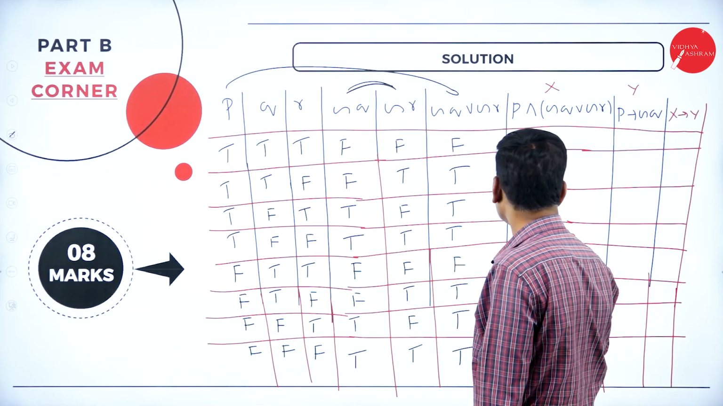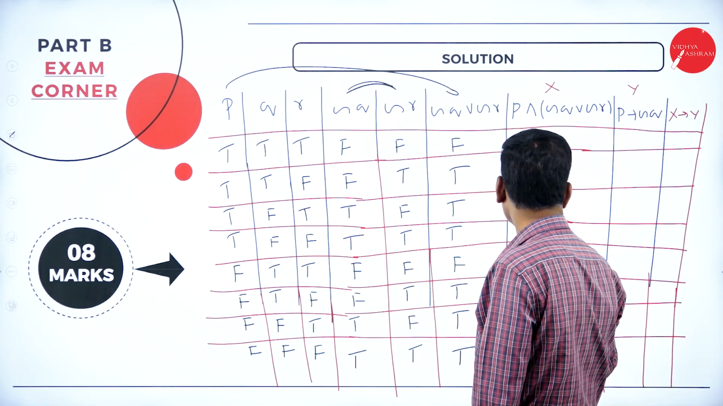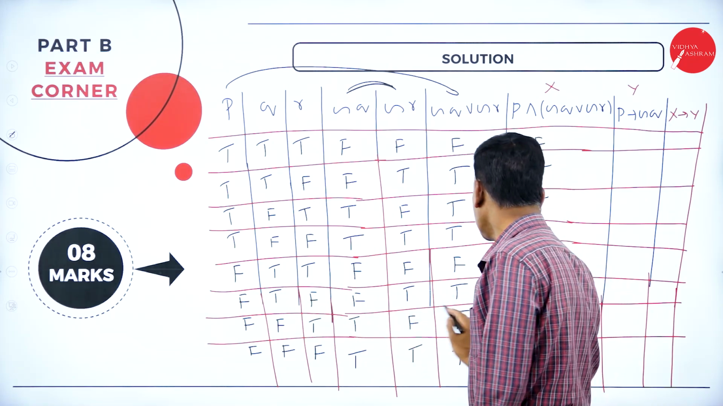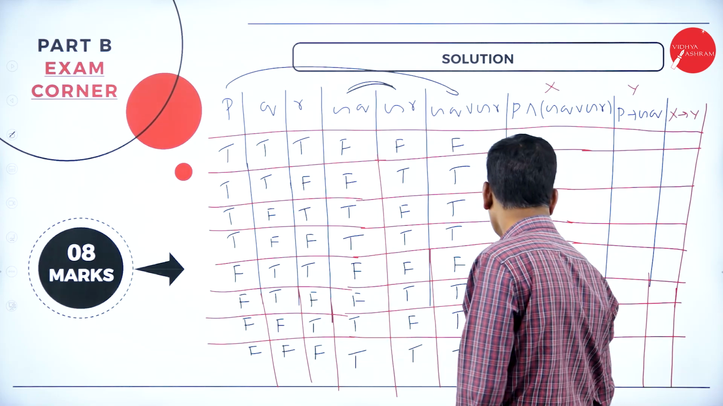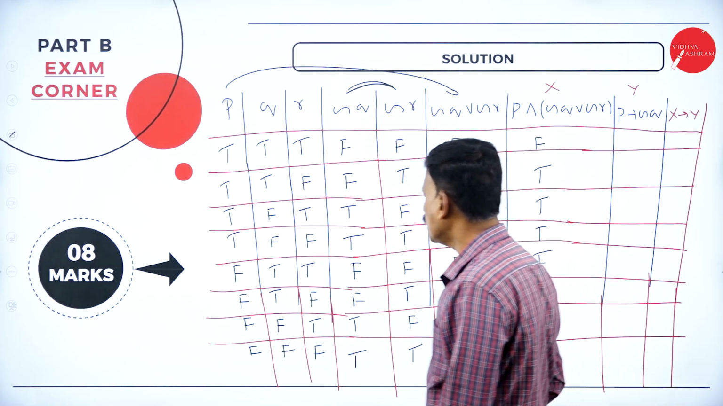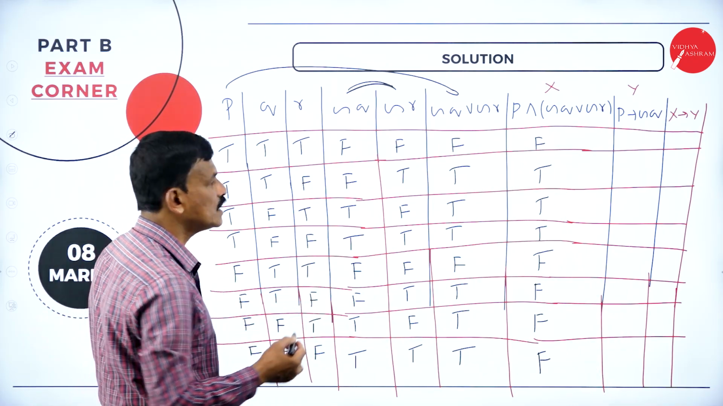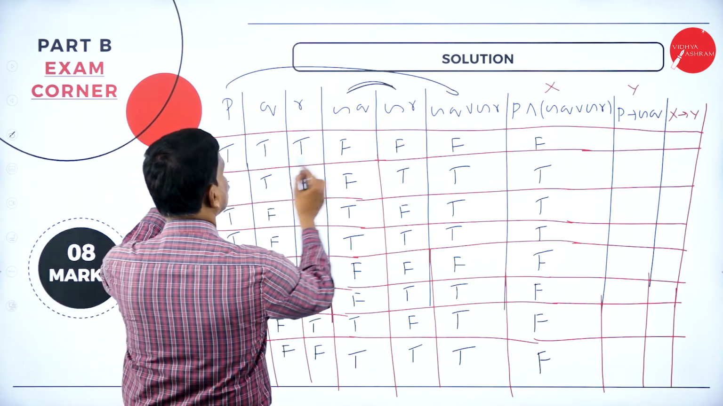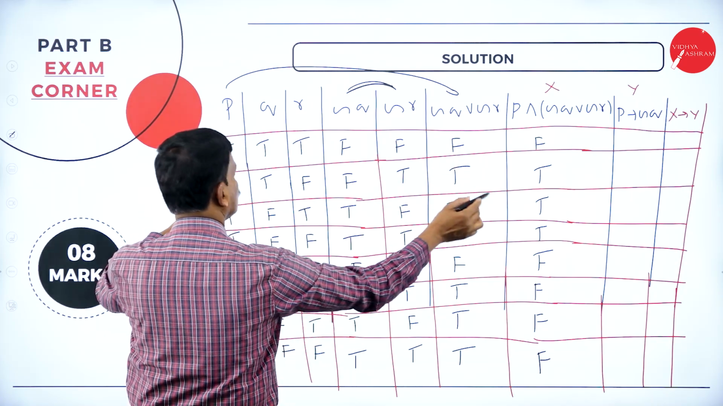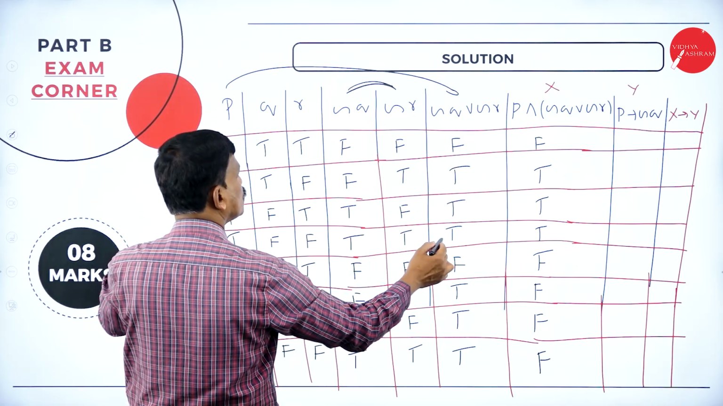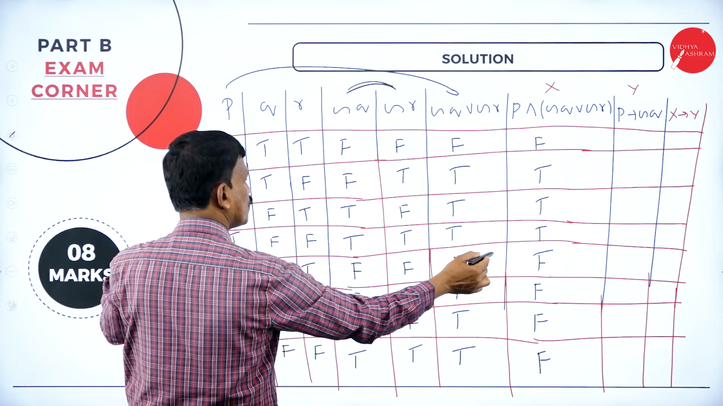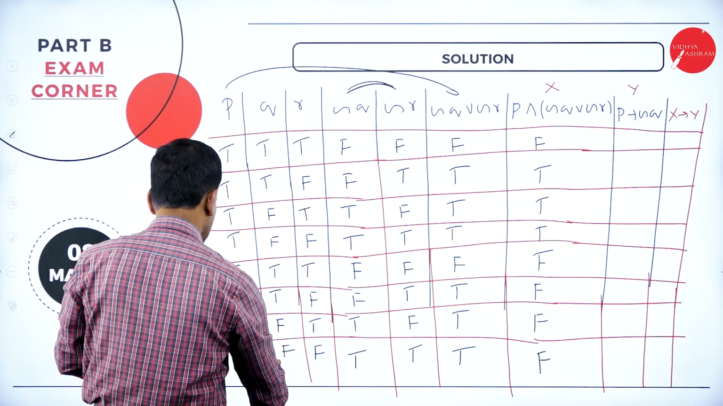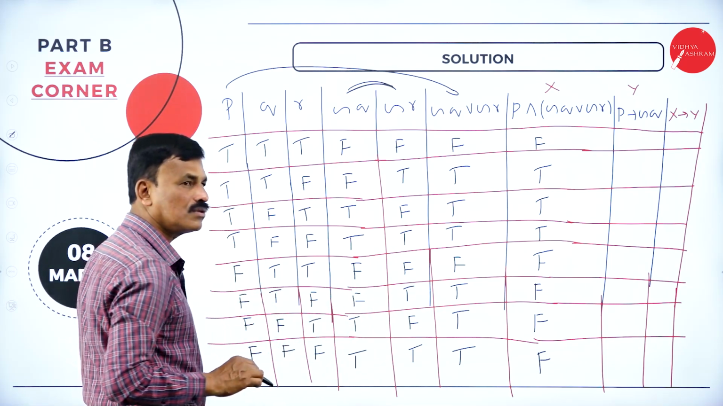Again true and true is true. Again false and false is false. Again false and true is also false. False and true is false. False and true is also false. So, in case of conjunction, true and true is true, in all other cases it is false. So, true and false is false, true and true is true, true and true is true, true and true is true. Again false and false is false, false and true is false, false and false is also false, and again false and true is also false.